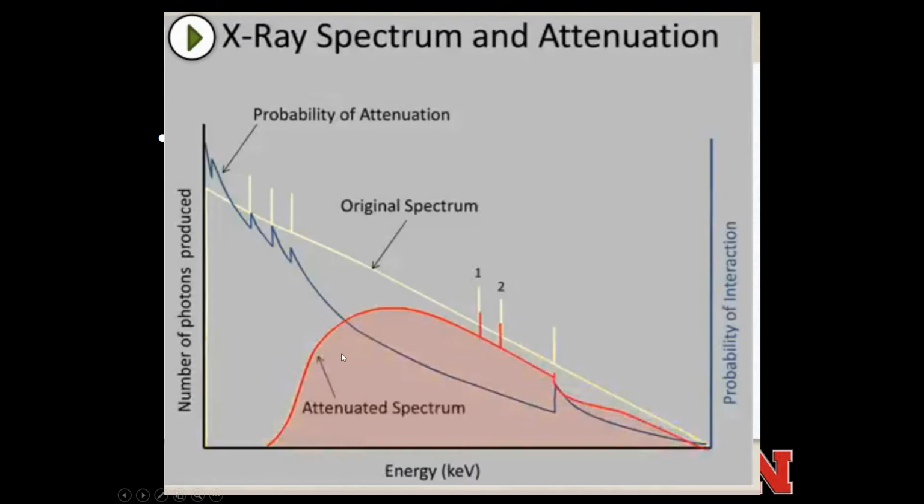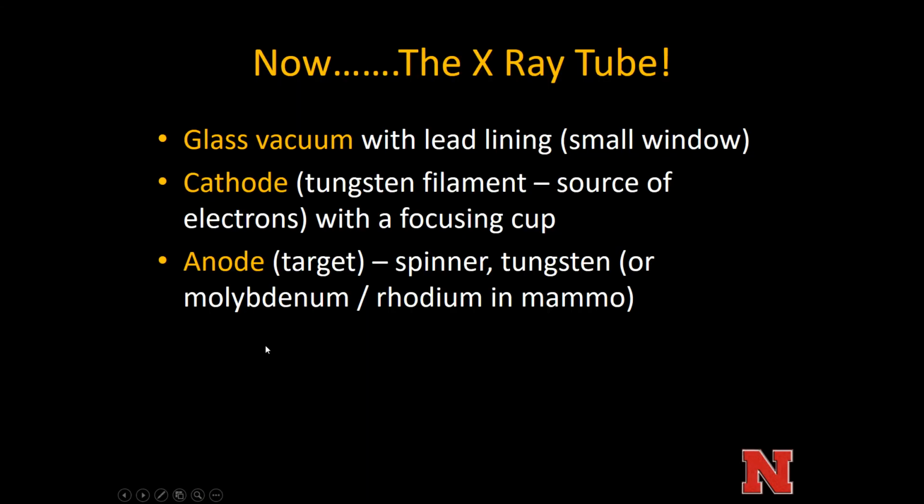If you look at the attenuated spectrum, what's actually coming out and being exposed to the patient, it looks considerably different from that, because a lot of these lower energy photons are absorbed within the anode material, and also we put filters in place to get rid of this big chunk of useless photon energy that just contributes to patient dose.